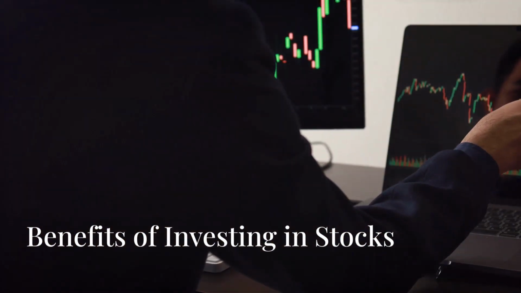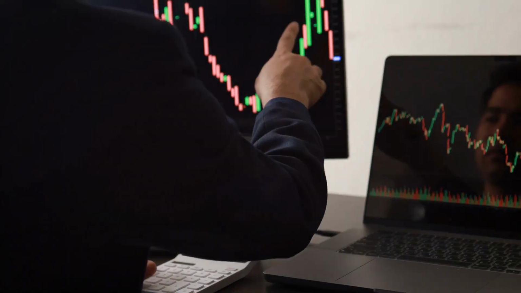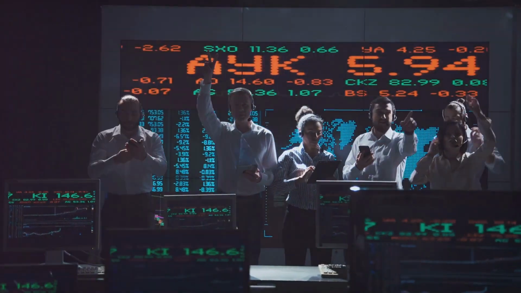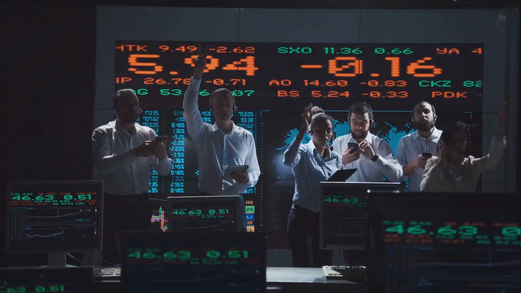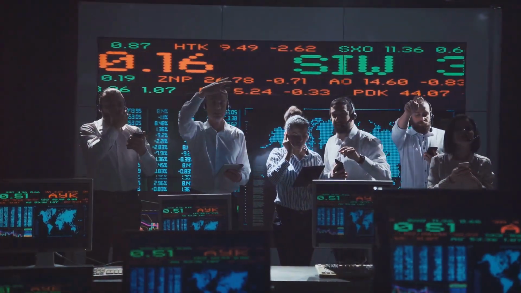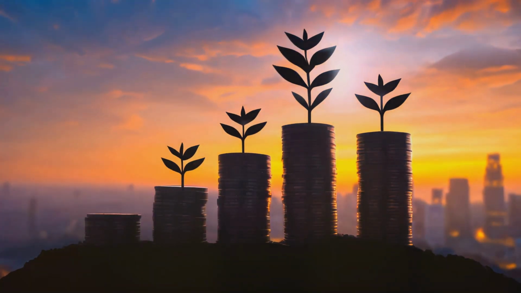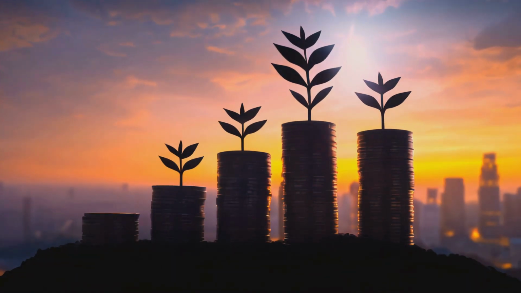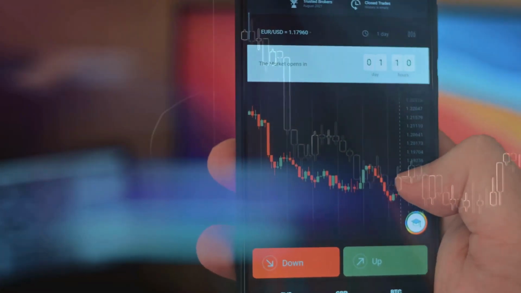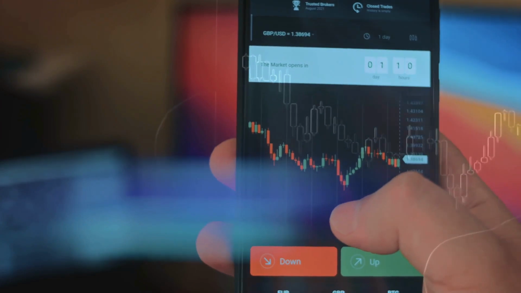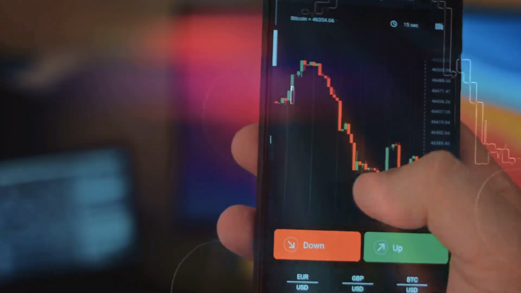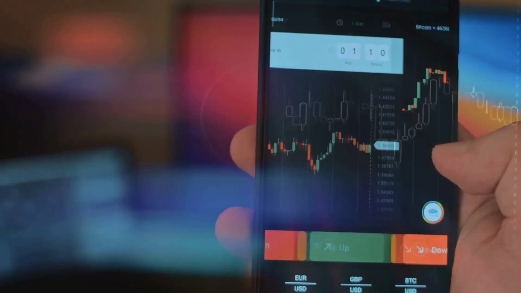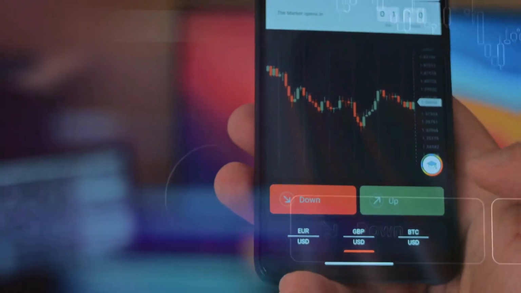Let's dive in. Investing in stocks allows you to grow your money faster than traditional savings. By buying shares, you become a part owner of successful companies, sharing in their growth. Think of it as putting your money to work where it has the potential to grow significantly over time. Stocks offer liquidity and generally higher returns, especially in comparison to fixed deposits or savings accounts.